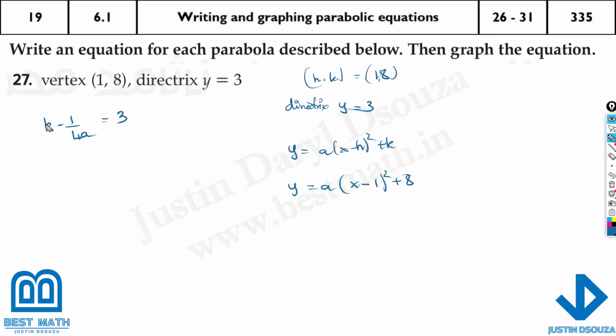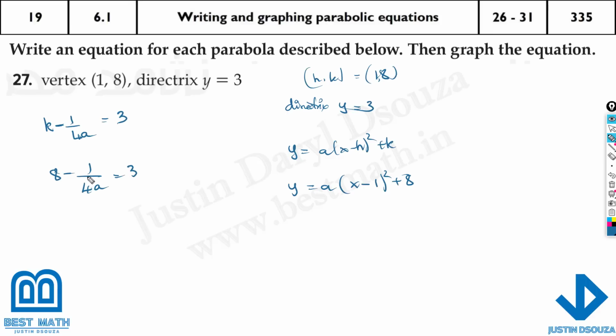If it was focus, we write k + 1/(4a), equal to whatever value is given. If the directrix y is 3, this is the formula. It's minus. The directrix will always be minus. You can go back to the formula table and check this. This is the formula. Now, k is 8 here. 8 - 1/(4a) = 3.